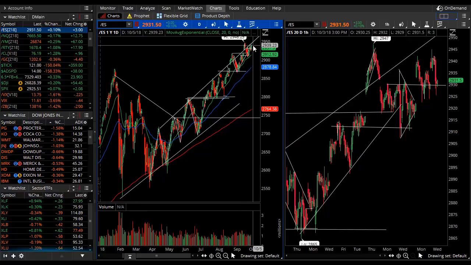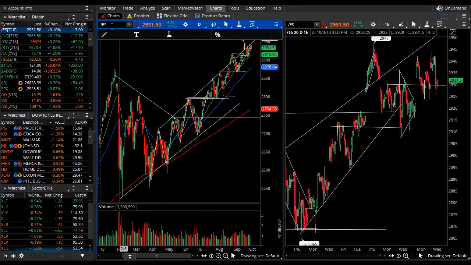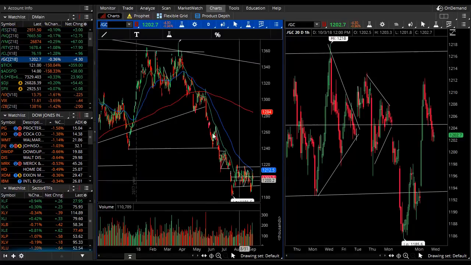We do think equities are overbought, overextended, and ready for at least a little spike in volatility. That means downside action in October. That's your S&P futures. We'll take a look at gold and how that compares.